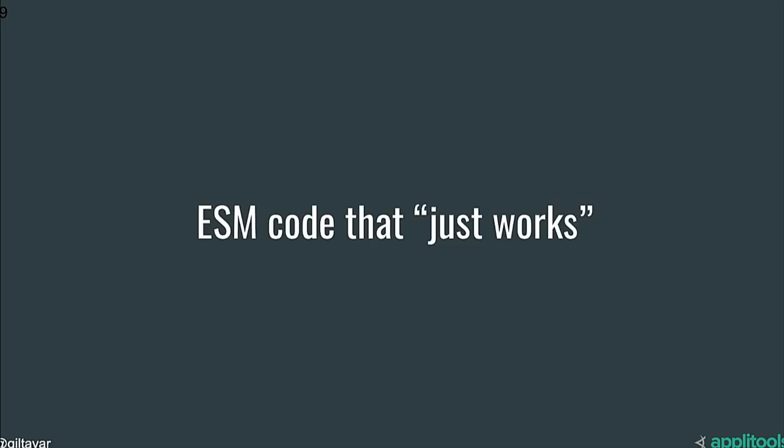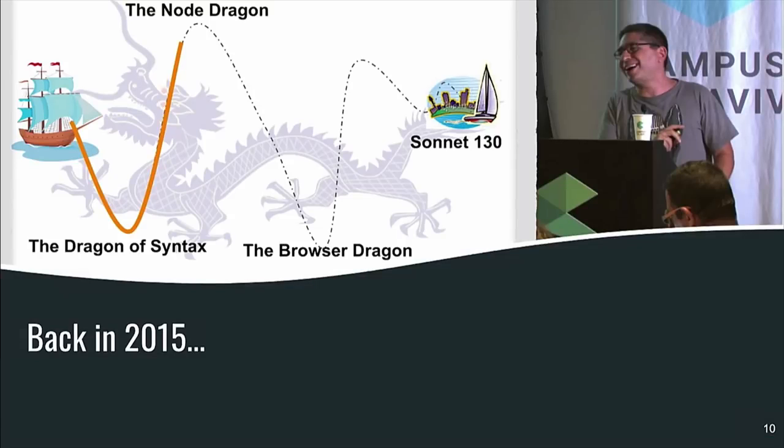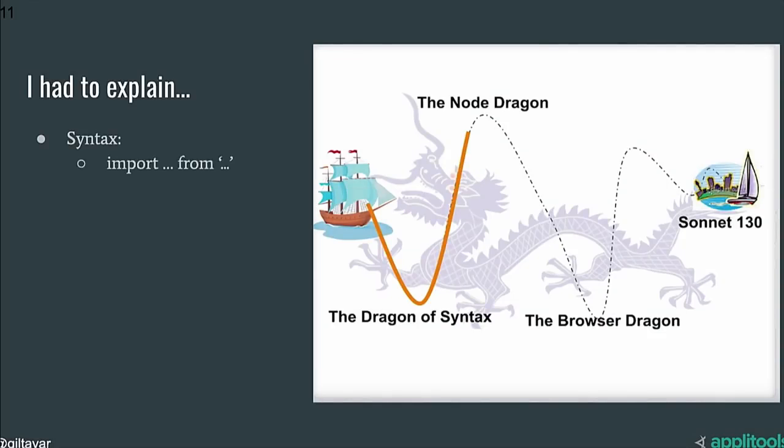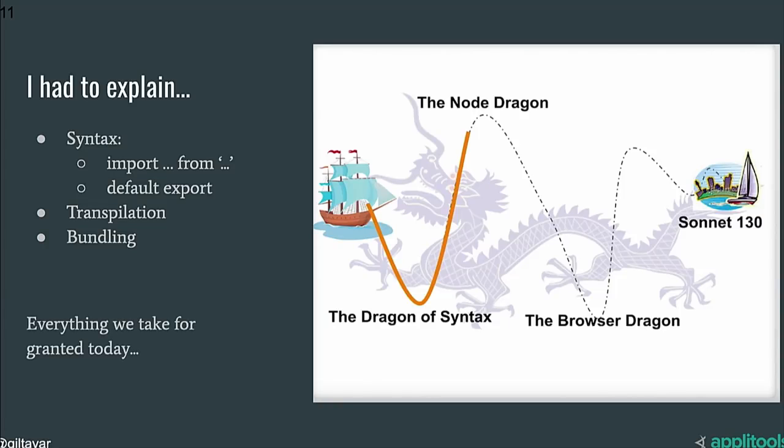The way I define it is ES code that just works without any problem, and I'll explain that because back in 2015 I gave a talk. It was called "Navigating the Wild Seas of ES Modules," and I had to explain stuff like the syntax, which doesn't need to be explained today, default export, transpilation. The whole idea of Babel wasn't really used back then, not to mention bundling, the idea of taking all that JavaScript code and bundling it into one file. This whole idea was very new. I had to explain it, and everything we take for granted today needed to be explained.